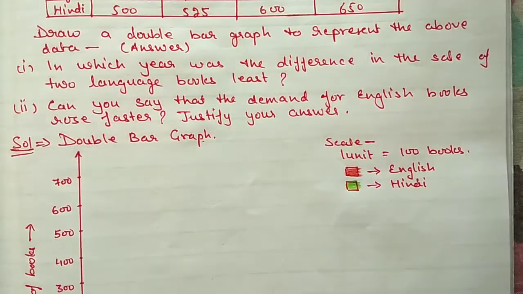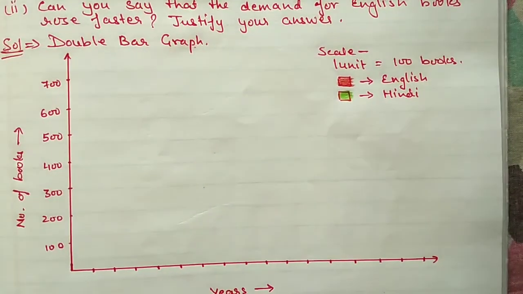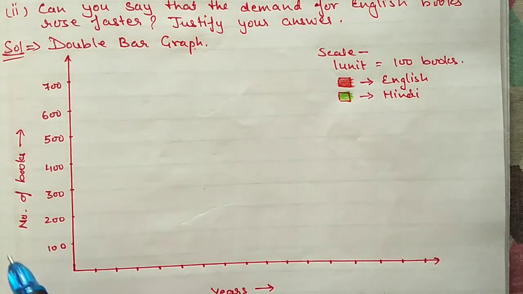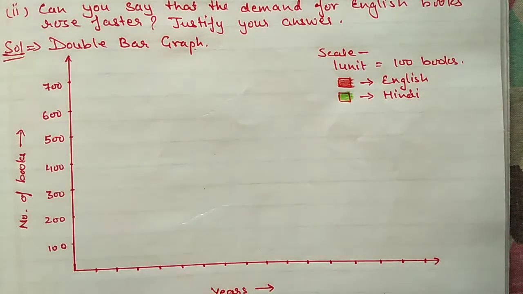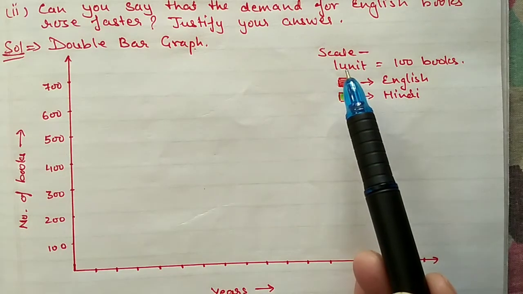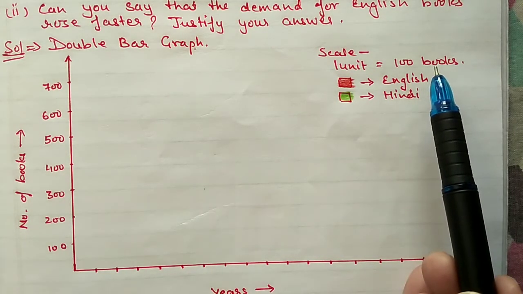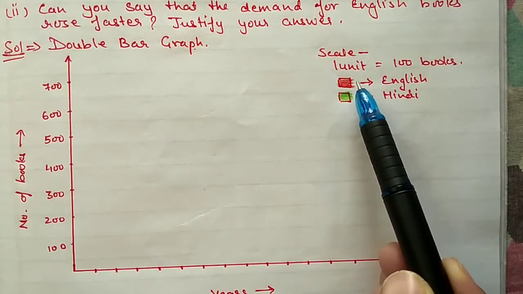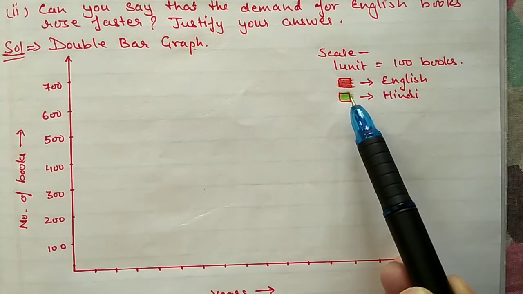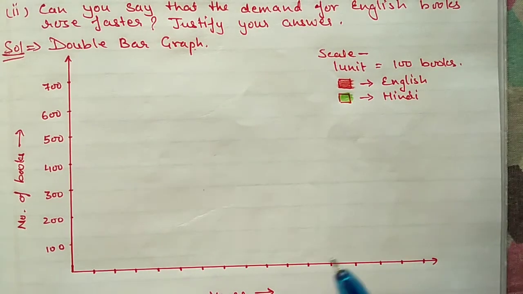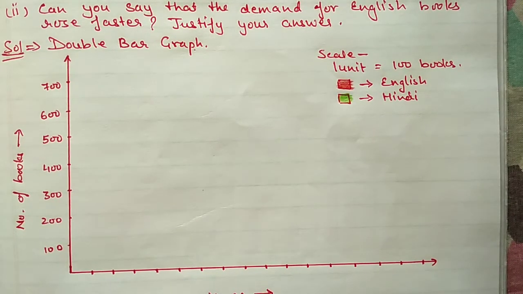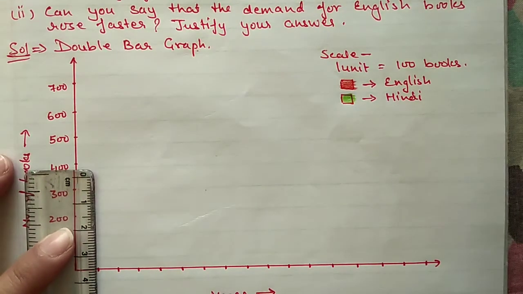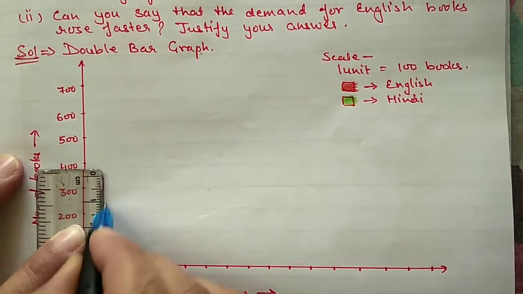So first work we have to draw 2 lines, one vertical line and one horizontal line. On horizontal line we have taken years and on vertical line we have taken number of books. 1 unit, 1 centimeter I have taken equal to 100 books. Scale you can take different also, no problem for that. With red color I will represent English books and with green color Hindi books. So first in 2008 year I will represent English book. It's 350. So 350 means 3.5 centimeter.